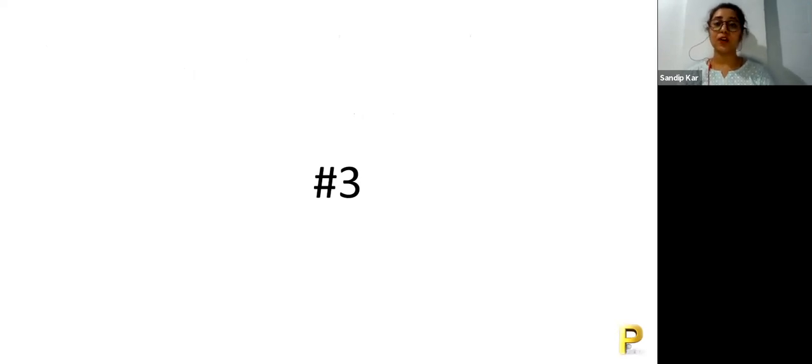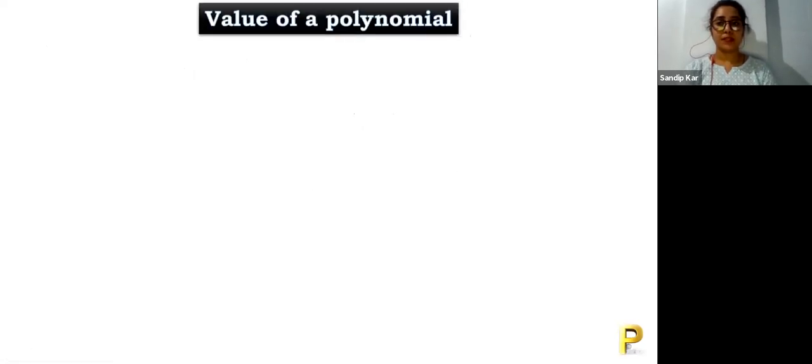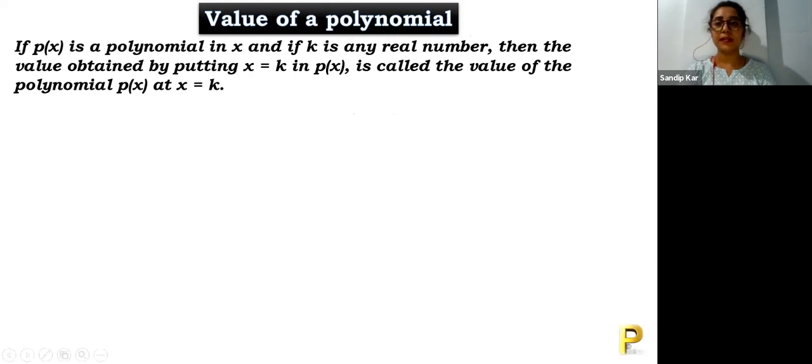Let's jump into the third part, that is value of a polynomial. In this part, I'll be explaining very clearly what that means, so you don't have to worry about that. It looks quite scary, but it's not. If p of x is a polynomial in x and if k is any real number, what does that mean? P of x means polynomial of x. That means x is the variable over here.